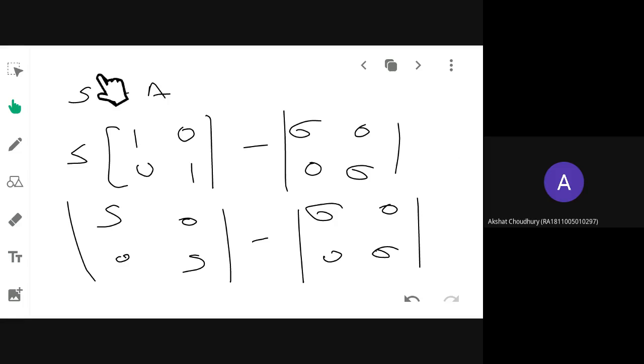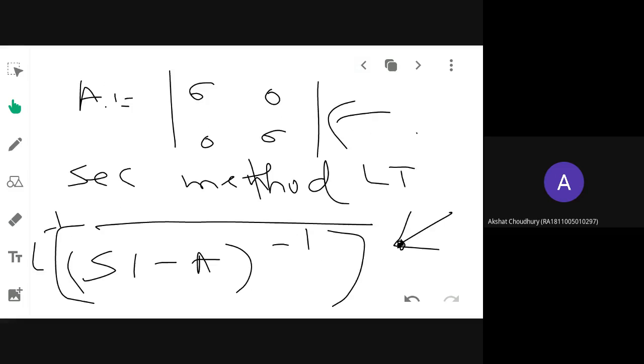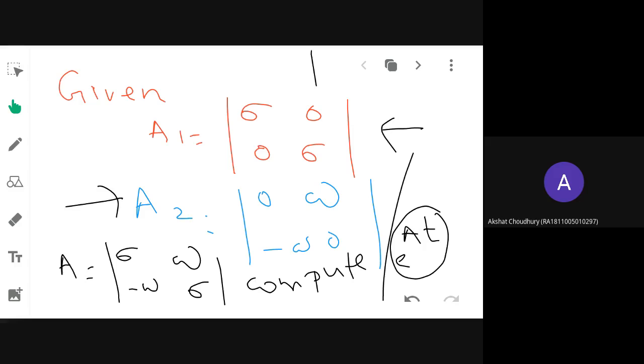But ma'am, in the problem A was given as sigma omega, minus omega sigma. There are two matrices, you did not understand the question then. A1 is given to be what value? You check out the question. A1 is sigma 0, 0 sigma. A2 is given to be 0 omega, minus omega 0. Two state matrices are given. For the first one I am going to obtain the state transition matrix. For the second one I will obtain the state transition matrix. Both I will be multiplying together to form the entire state transition matrix. That is the method.